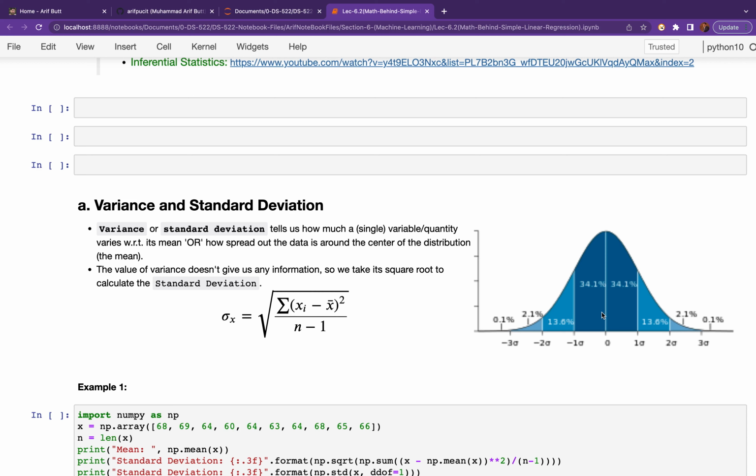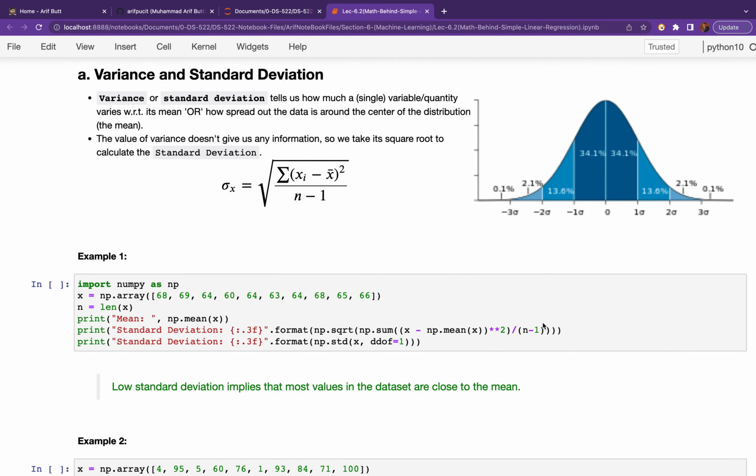This also describes the empirical rule, the 68, 95, 99.7 rule, specifying that around 68% of the data points lie within one standard deviation of the mean. Similarly, 95% and 99.7% of the data points lie within 2 and 3 standard deviations of the mean. I hope this makes sense.